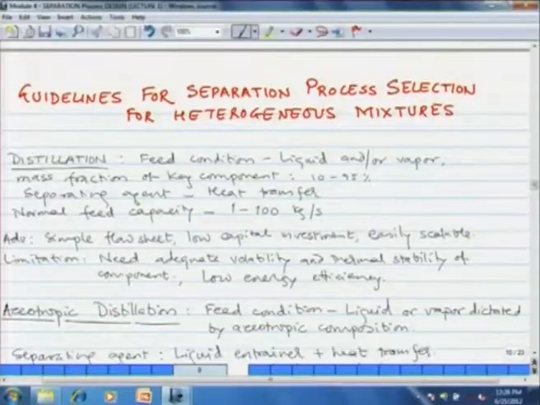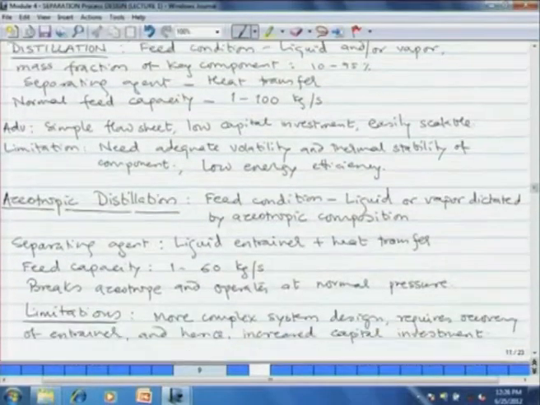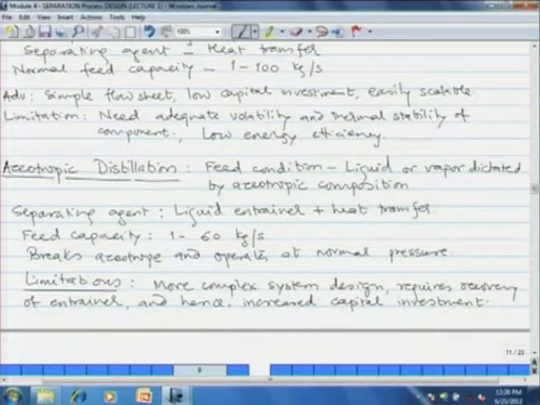Then there is azeotropic distillation. Azeotropic distillation by definition is to separate the components which have the same volatility. For example, an ethanol water mixture achieves azeotropic composition after about 87 mole percent of ethanol. At that time the relative volatility becomes 1 and no more distillation is applicable. In that case, we have to go for azeotropic distillation.